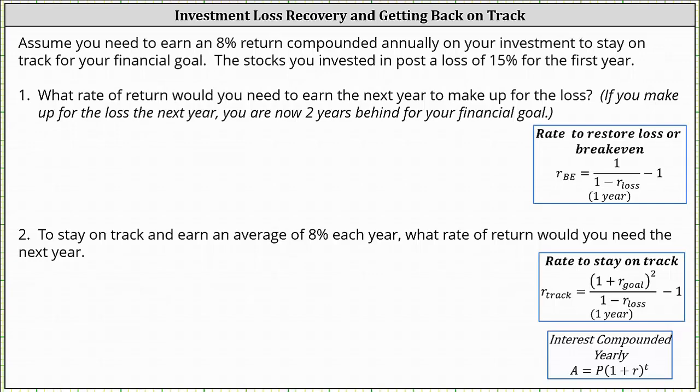Number one, what rate of return would you need to earn the next year to make up for the loss? And number two, to stay on track and earn an average of 8% each year, what rate of return would you need the next year?